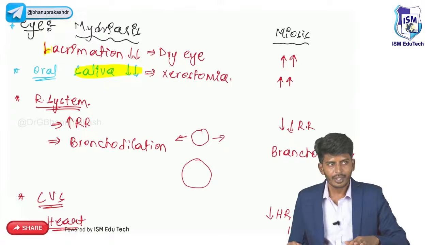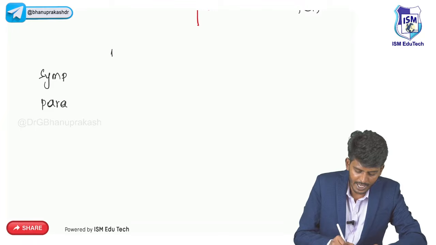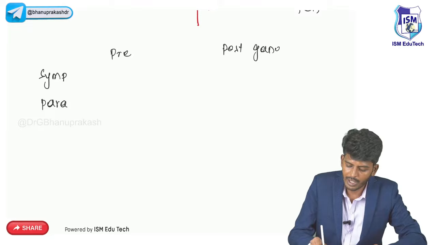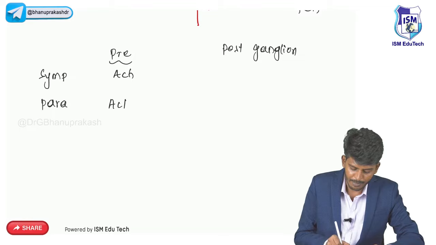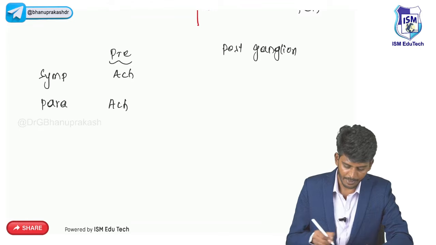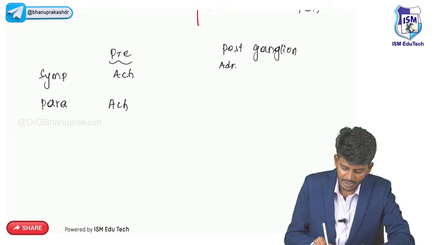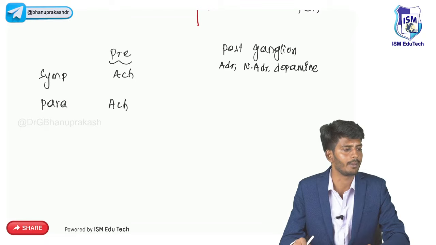Now, when you need to understand the neurotransmitters, you have the sympathetic nervous system, the parasympathetic nervous system, a preganglionic neurotransmitter and a postganglionic neurotransmitter. Let's understand. Preganglionic sympathetic neurotransmitter, my dear students, is acetylcholine. The same with parasympathetic. For both of them, at the level of a ganglion, the neurotransmitter is acetylcholine. But the sympathetic postganglionic neurotransmitter is usually adrenaline, noradrenaline, and there is one more substance which can also work, that is dopamine. All three together are called catecholamines.